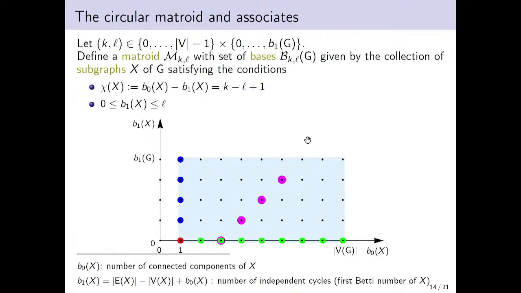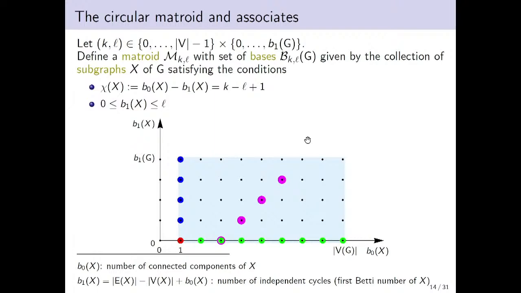Now, I'm looking here in a coordinate space which is parameterized by B0 and B1. If I take a subgraph which has one connected component and 0 cycles, this is a spanning tree. If I take a graph which is B0 equals 1, so it's connected, but it has several cycles, this is an example of a connected subgraph with a fixed number of cycles. This is in blue. In red, this is a subgraph with 0 cycles, but with a fixed number of connected components. So any of these green points corresponds to a forest with a fixed number of connected components.